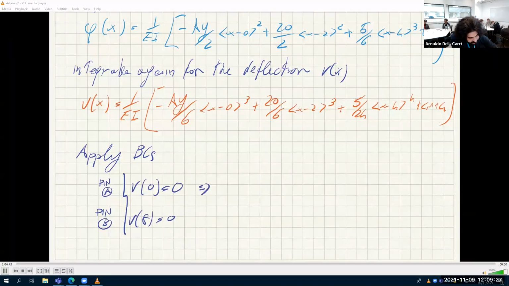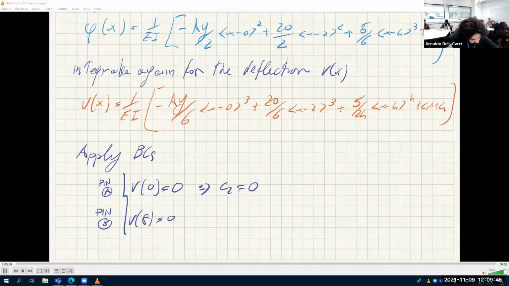So this means that C2 is 0. How do I know? Because V0 is C2. We did this. It's exactly what we did last time. But this one is now more complicated because I have to put 8 here.